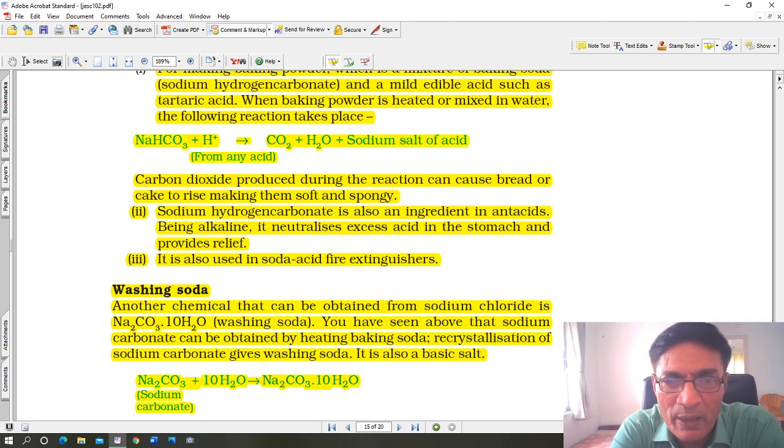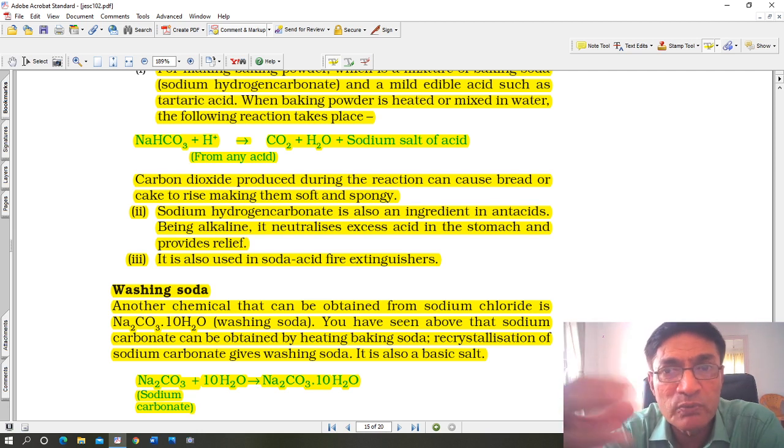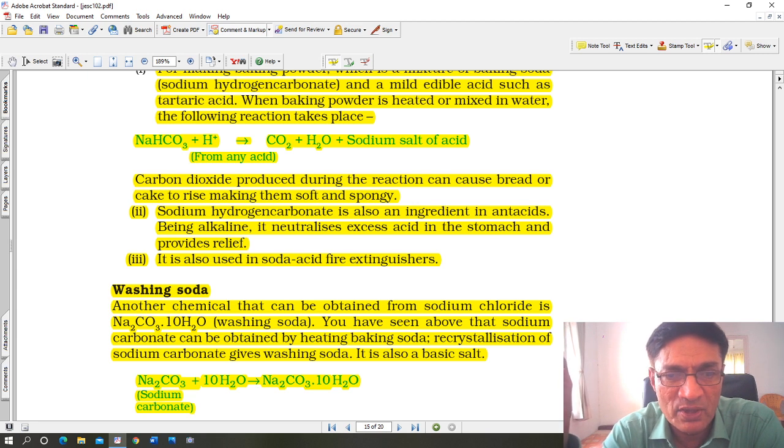Then sodium hydrogen carbonate is also an ingredient in antacids. Antacids are tablets, medications which are available in the medical shops. They are used for acidity. जब acidity बहुत बढ़ जाती है, then you are given these tablets. Being alkaline, it neutralizes excess acid in the stomach and provides relief.